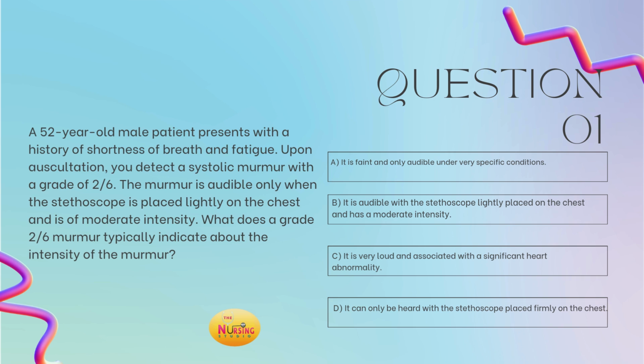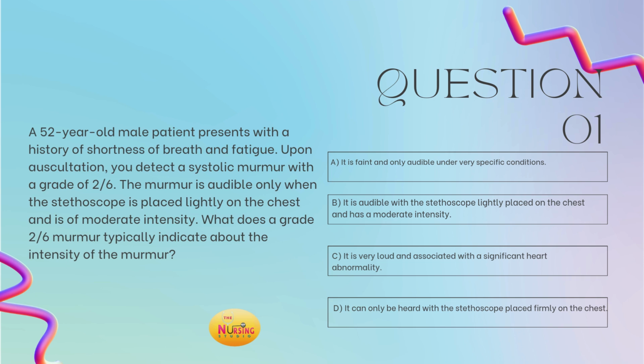All right, y'all. So, I always recommend reading the stem of the question first, as it allows you to ensure you're answering what is even being asked of you. It allows you to slow down so you can ensure that, right? So here it states, what does a grade 2 of 6 murmur indicate typically about the intensity of the murmur? And I'm going to read that one more time. So, what does a grade 2 of 6 murmur typically indicate about the intensity of the murmur?